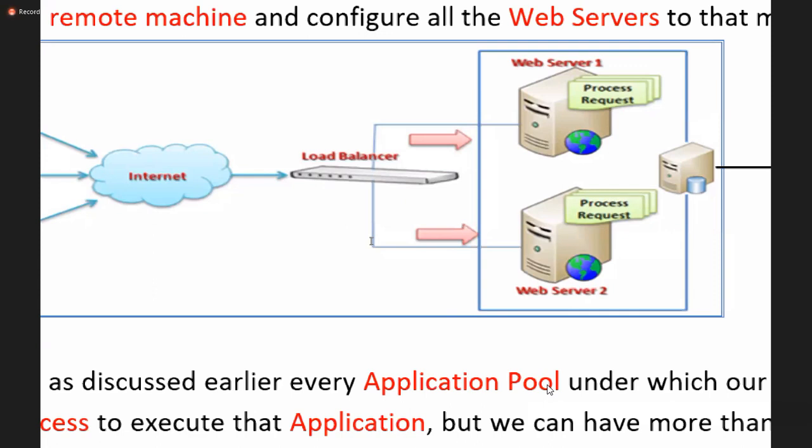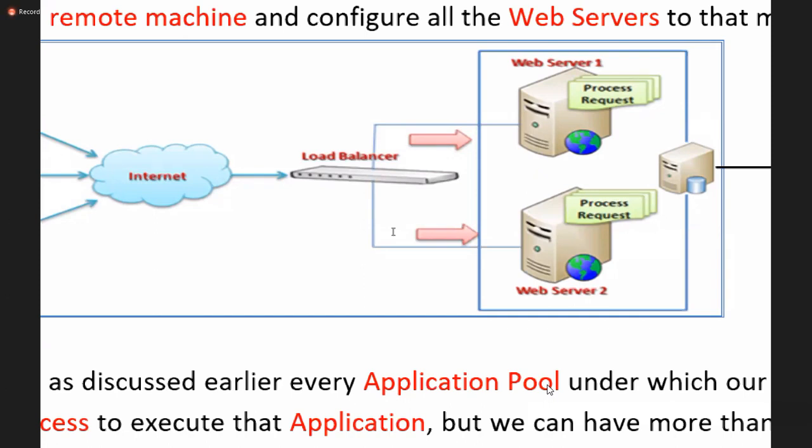But in real time, 10, 20, 50 servers will be present for Facebook, Google and others, because their load is unimaginable. Yes or not? We cannot even imagine the load on Facebook or Google. Are you clear? So that's why they have multiple servers and the load balancer will take you to different servers. Clear?